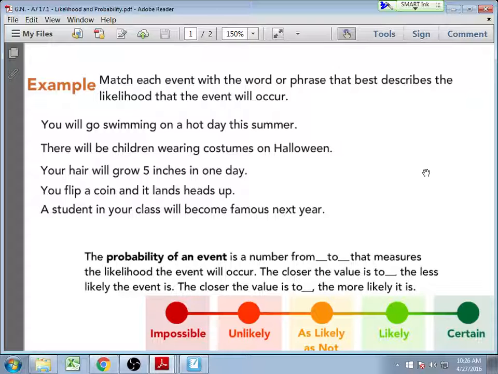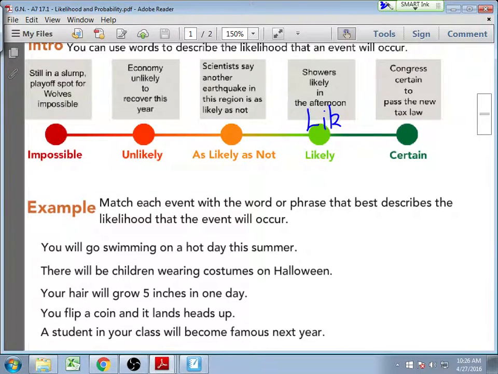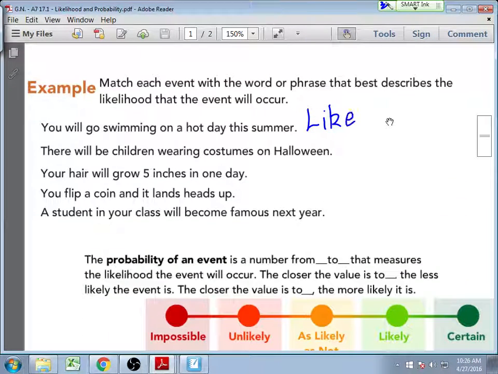Zach, what do you think? You will go swimming on a hot summer day. Likely. Yeah, that's likely. It's not certain because you guys would need a ride there. There will be children wearing costumes on Halloween. James? Certain. Yeah, we know that somewhere I would be able to find a child wearing a costume on Halloween.